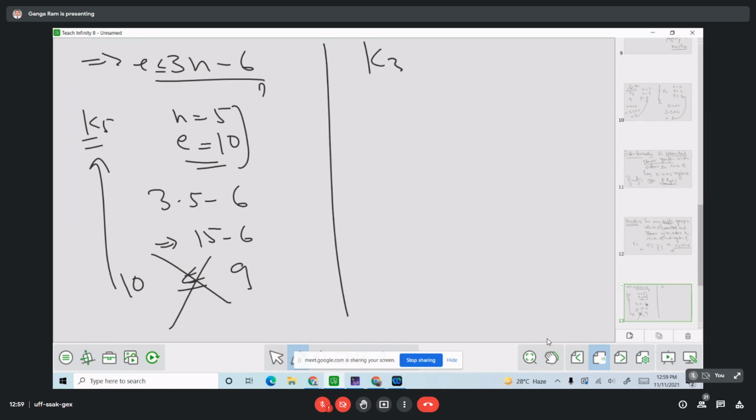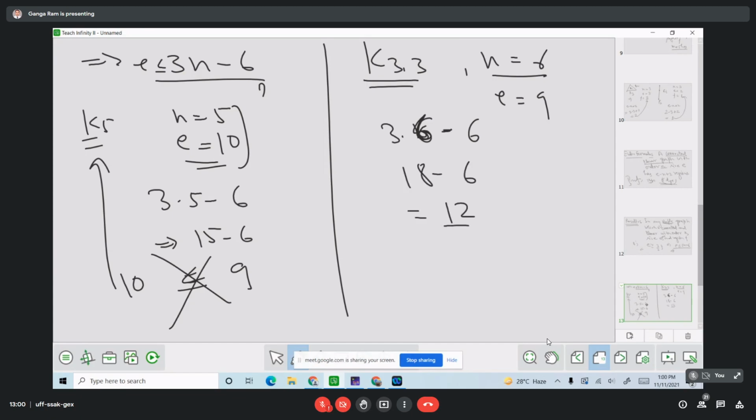Now check for K33. N is 6, E is 3 into n, 3 into 6 minus 18... so I think 9 is less than 12. So in this case, this inequality holds, but K33 is not planar.